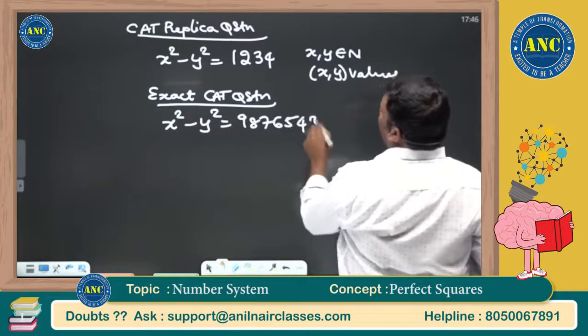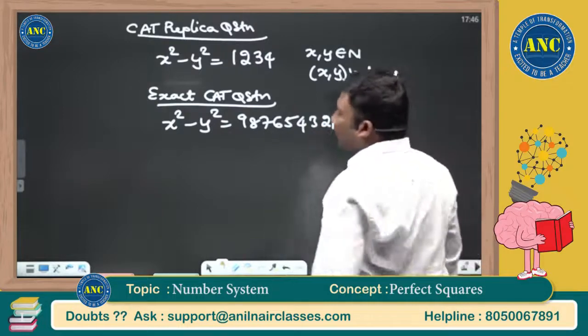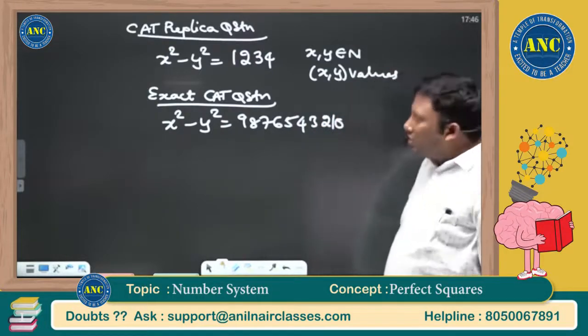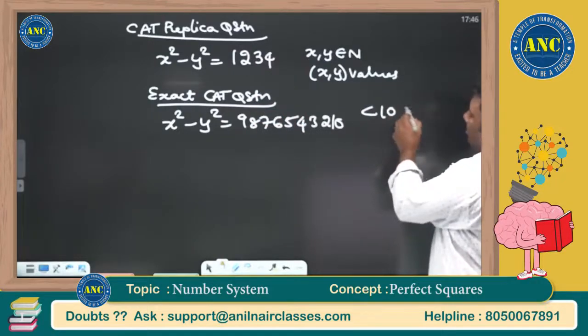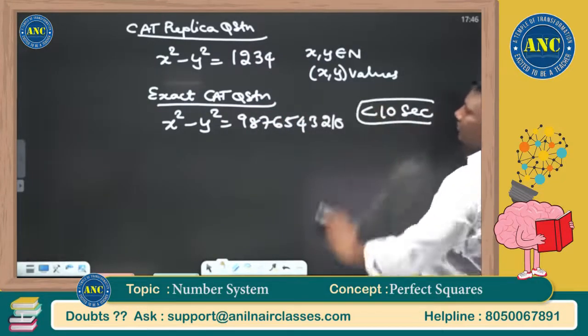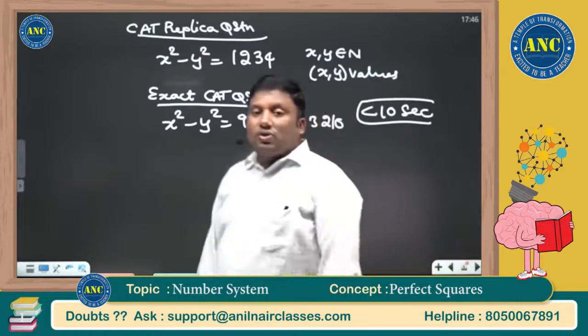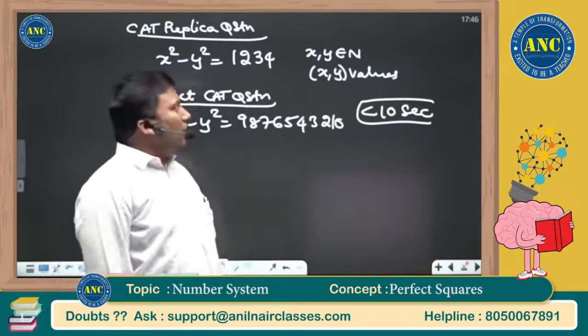9876543210. This is the exact CAT question. I will discuss this question. This question can be solved in less than 10 seconds, less than 10 seconds if you know the approach. x square minus y square equals 1234.